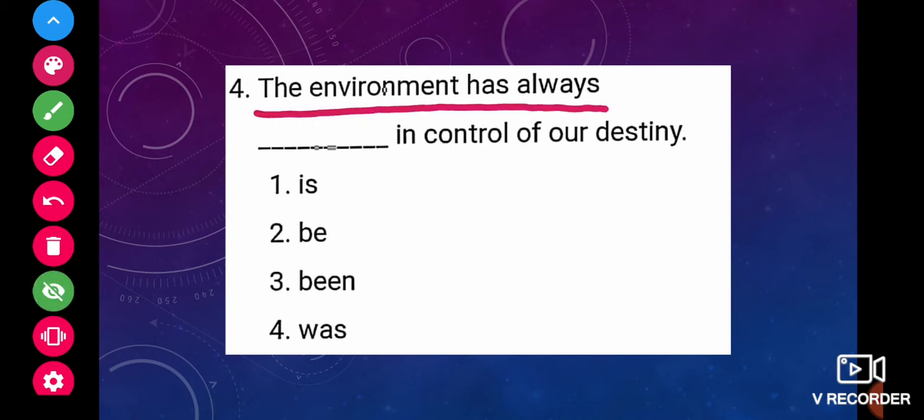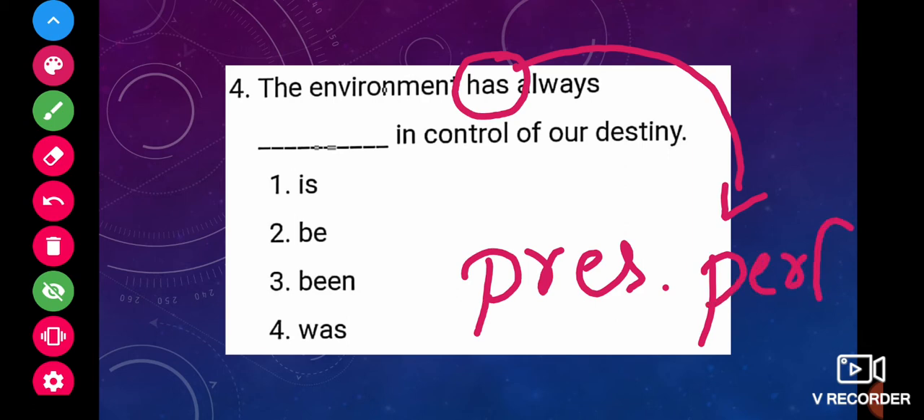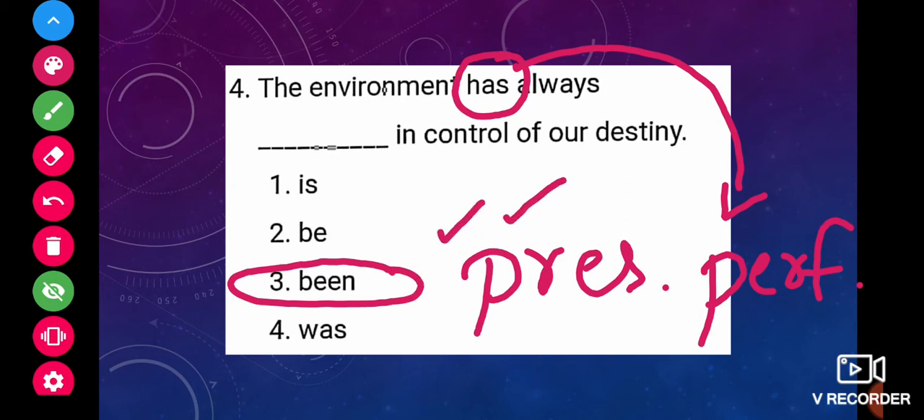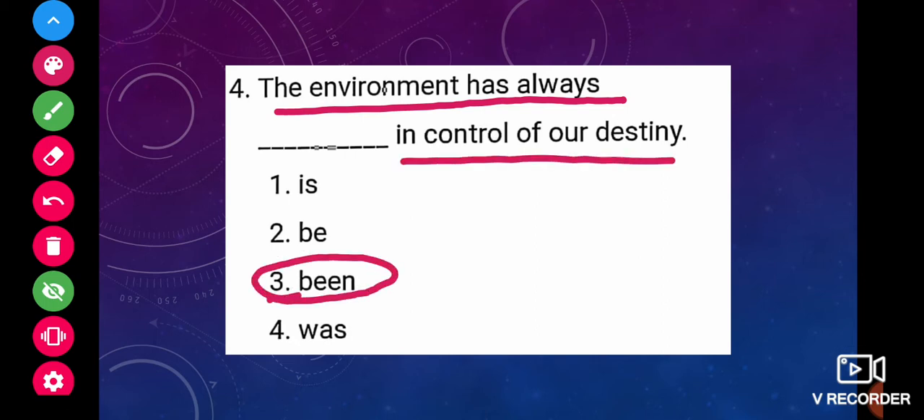The environment has always dash in control of our destiny. Now here, as we can see, we have has here, and has comes in present perfect tense. So here the answer will be been. The environment has always been in control of our destiny because has been is used in present perfect tense.